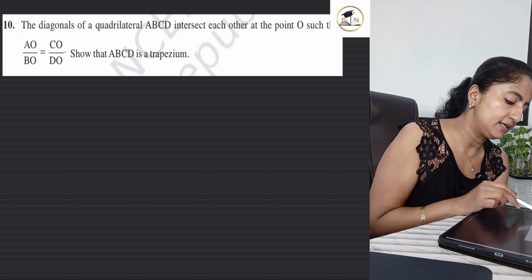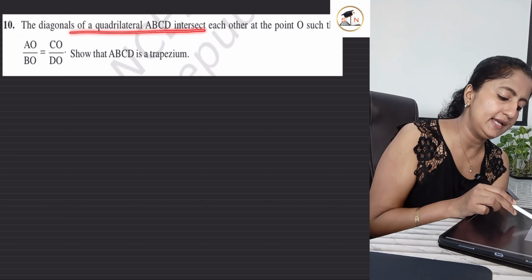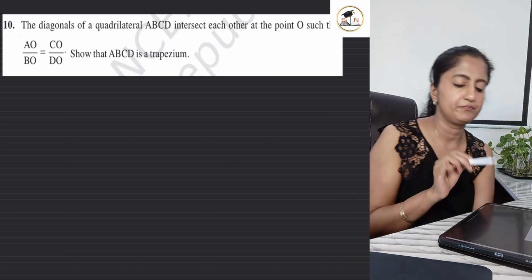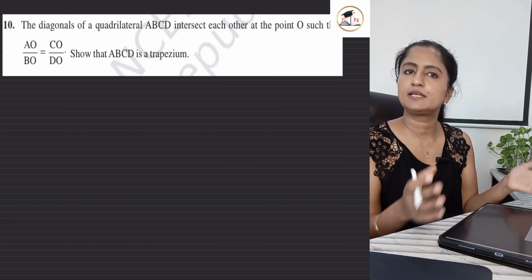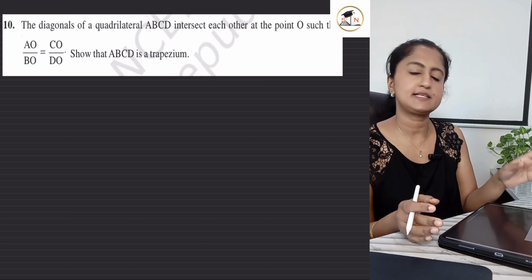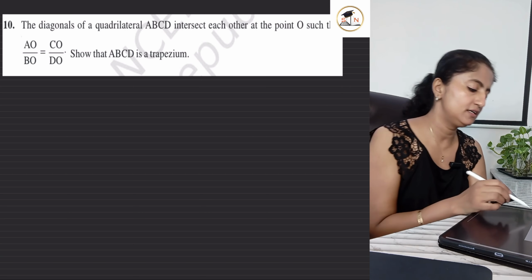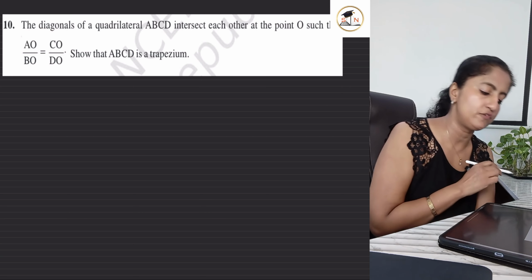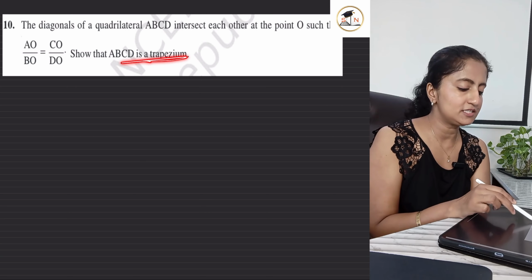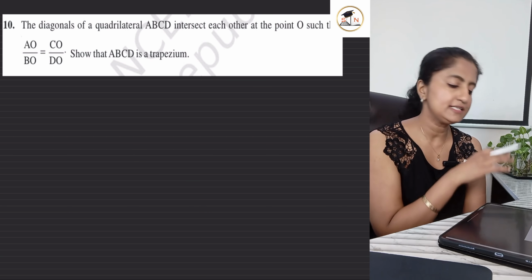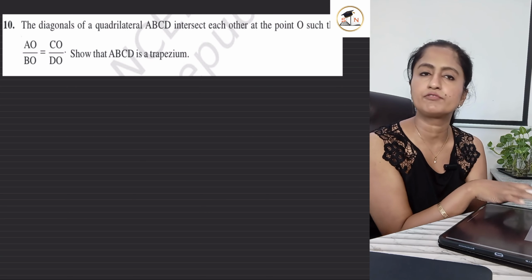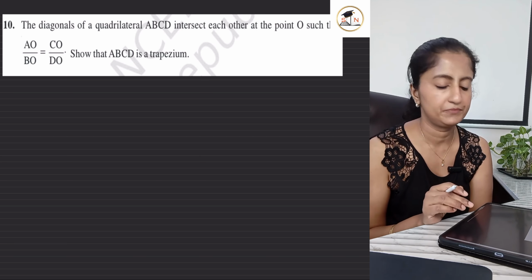The question says the diagonals of a quadrilateral ABCD intersect each other at a point O. Now we are given that the diagonals are intersecting at a point O such that AO over BO equals CO over DO. Show that it's a trapezium. It is just the converse of question number 9, which we just did.